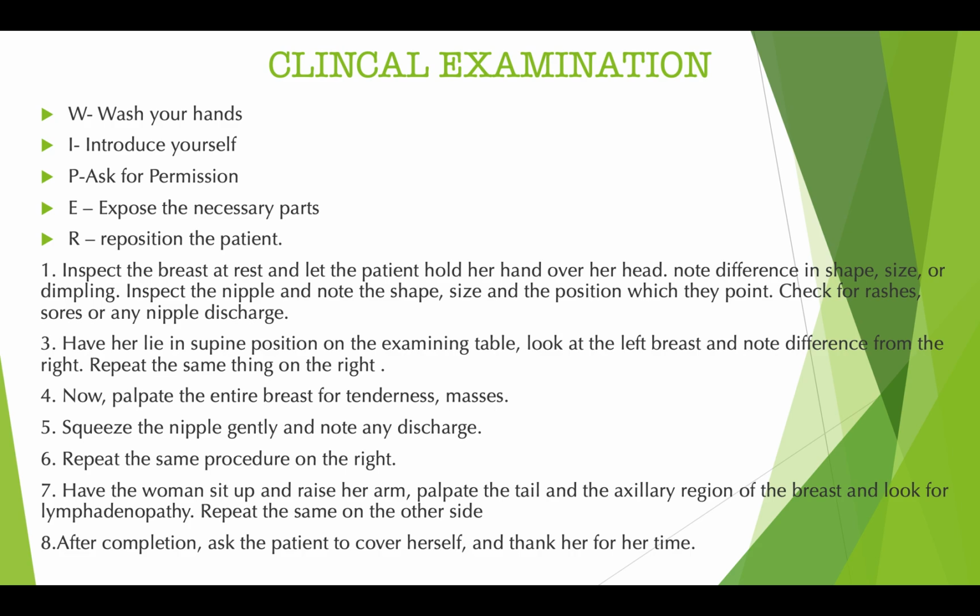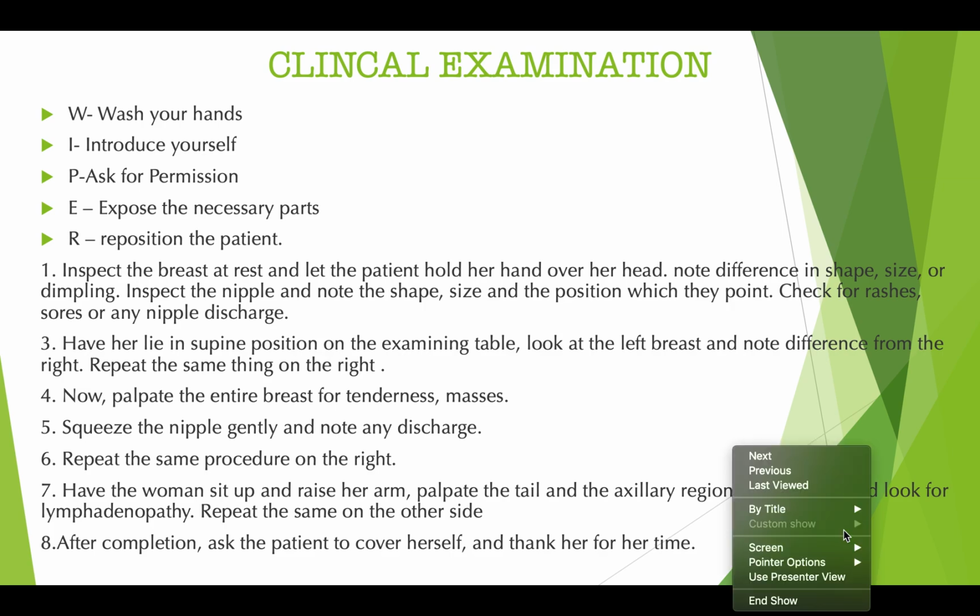First, inspect the breast at rest and let the patient hold her hands over her head. Note the difference in shape, size, or dimpling. Inspect the nipple and note the shape, size, and position to which they point. Check for rashes, sores, or any nipple discharge. Have her lie in the supine position on the examining table. Look at the left breast and note the difference from the right. Repeat the same thing on the right.